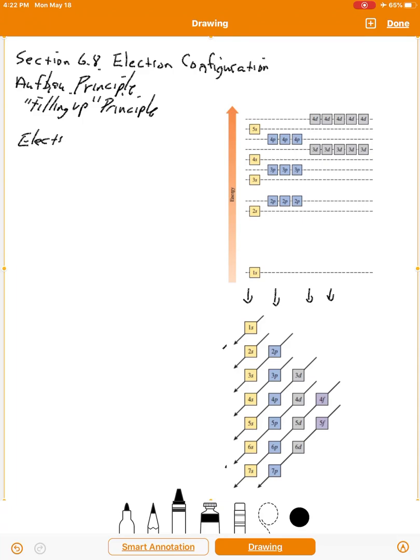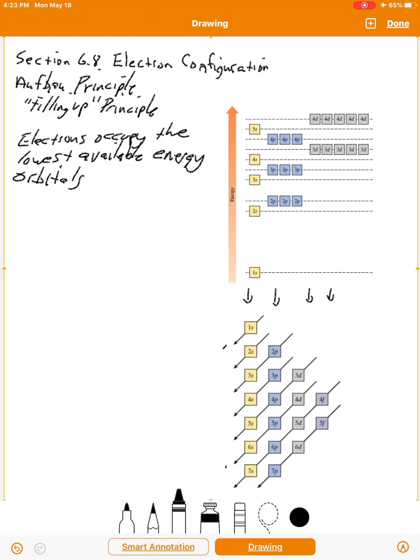Electrons occupy, they have a tendency to occupy the lowest available energy orbitals. Or let me put that a different way. They have a tendency to occupy the orbitals at the lowest energy.